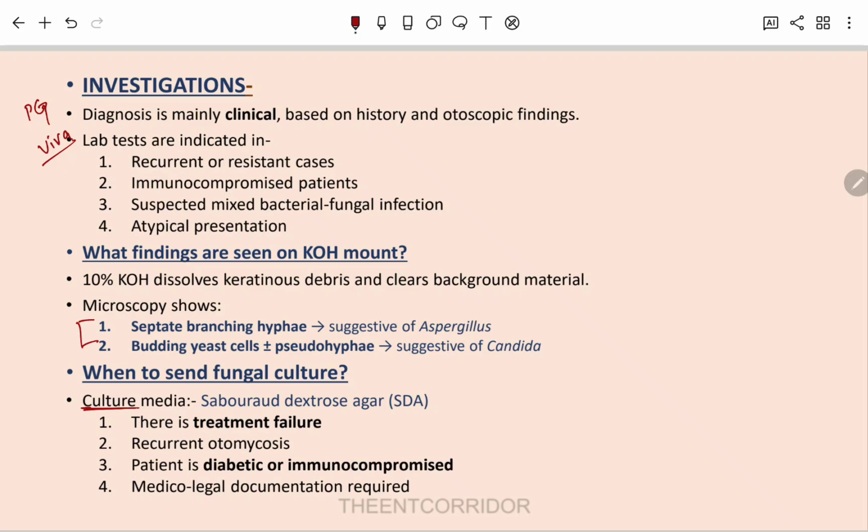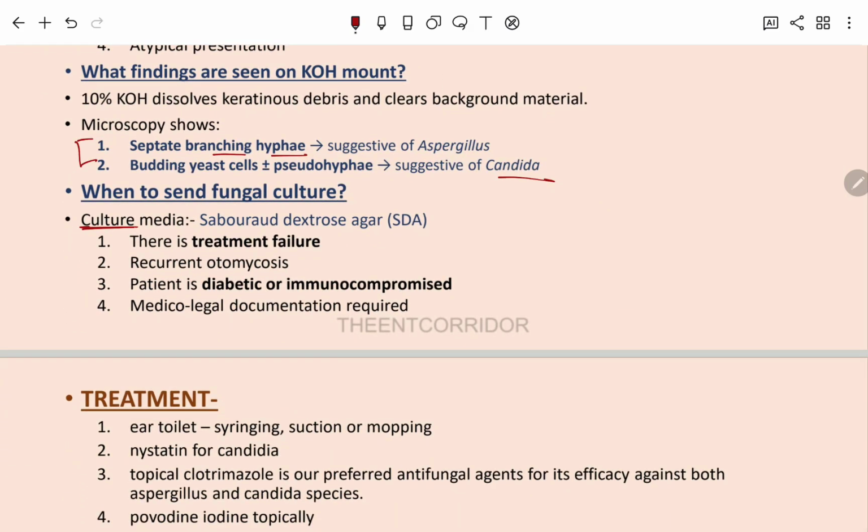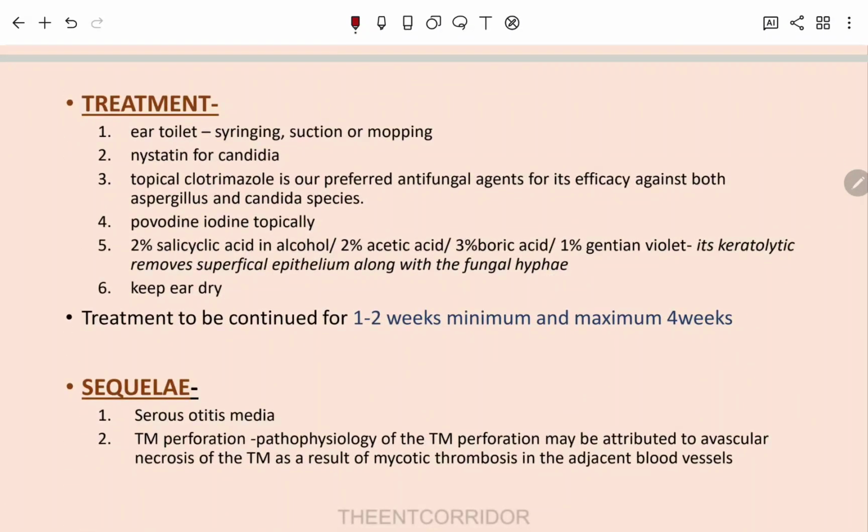When do you do the lab test? In case of recurrent cases, in case of immunocompromised cases, and when a mixed infection is suspected. And what is the microscopy? Branching hyphae is seen in case of Aspergillus, and yeast and pseudohyphae are seen in case of Candida. And what is the culture media? That is SDA, which is done in case of treatment failure, in case of immunocompromised patients, in case of recurrent otomycosis, and in case of medico-legal documentation.